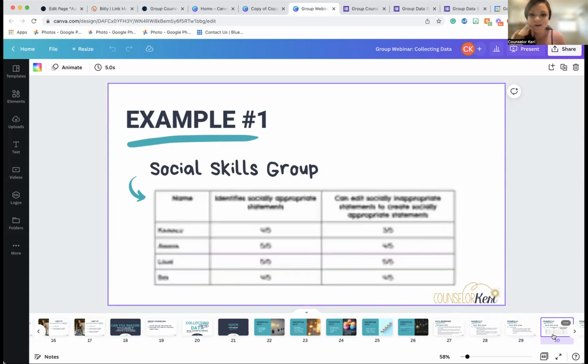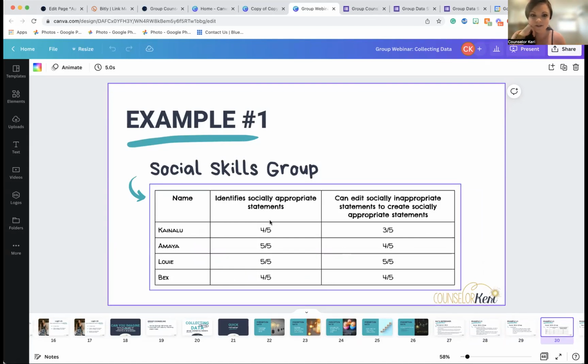So this is how I would record it, because there were statements, there are numbers. This one's easy. So, identify socially appropriate statements. We've got our students' names over here, and I'm just writing this in a chart. This is going to come up again later. We can see right here, Amaya and Louie were totally on it. They were able to find those 5 that were okay to say. Kainalu and Bex just missed one. So 4 out of 5, pretty good. But that's the knowledge part. And then this is the skill part. Could they take those socially inappropriate statements and turn them into something more appropriate? Louie was totally on it. Bex and Amaya did pretty well. Kainalu, 3 out of 5.